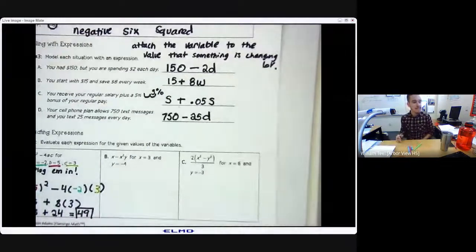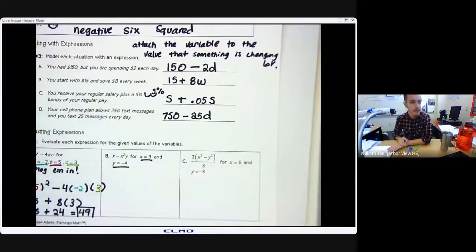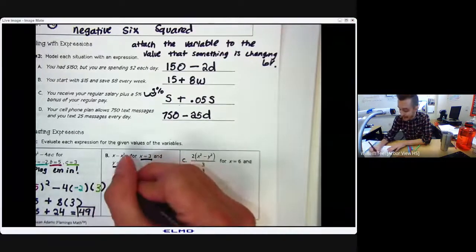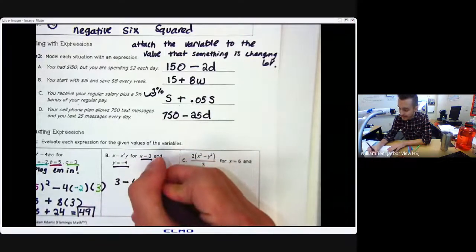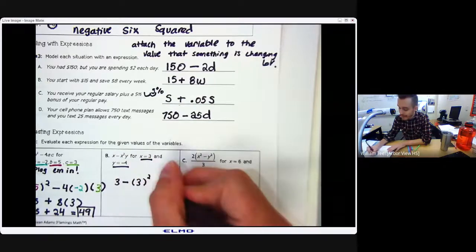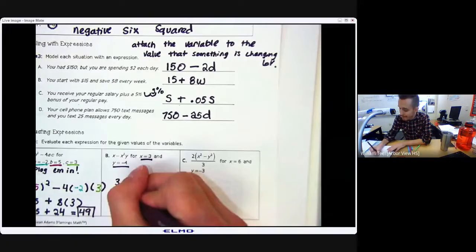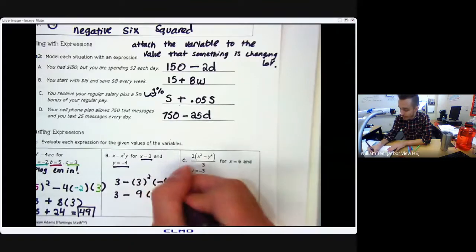Part B, x minus x squared times y. We are going to substitute x equals 3 and y equals negative 4. So I'm going to plug those values into my expression. So wherever I see x, I'm going to plug in 3. So I have 3 minus x squared, that's going to be 3 squared, times y, which is negative 4. Now let's clean this up a little bit. I have 3 minus 3 squared is 9 times negative 4.